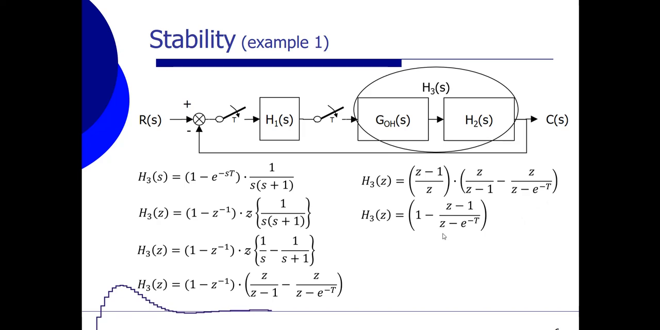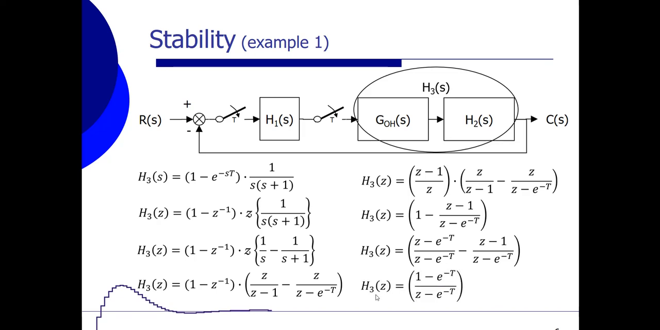The last thing we can do, to make it easier to look at the poles and the zeros, is to put that 1 over the same denominator, z minus e to the power minus T, and then we get z minus e to the power minus T over z minus e to the power minus T. So we can subtract the numerators in that case, and we get H3 in the Z domain equals 1 minus e to the power minus T divided by z minus e to the power minus T.